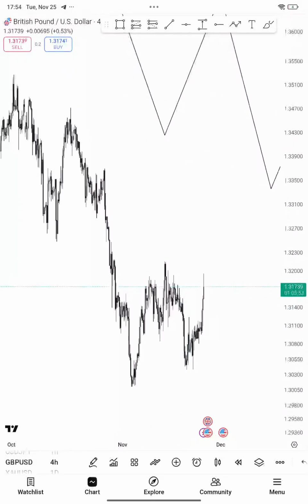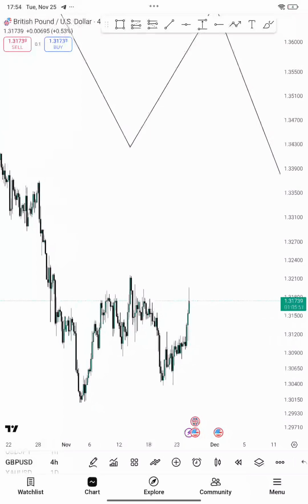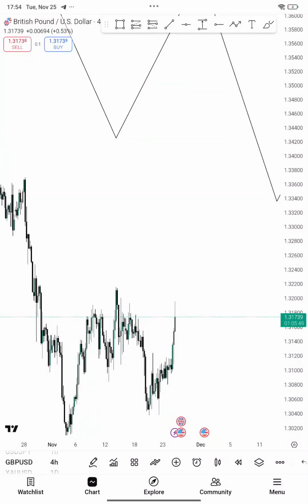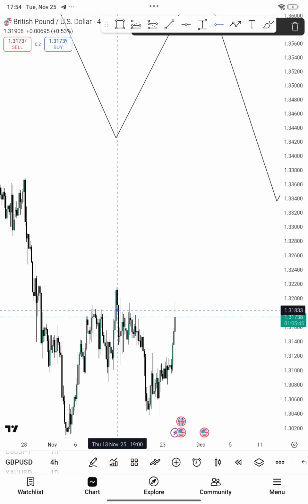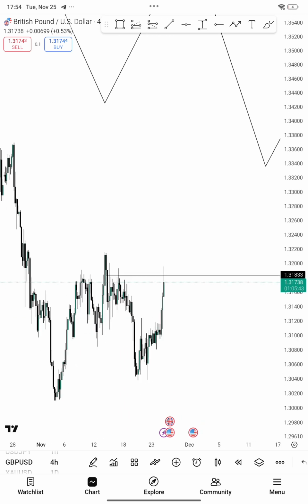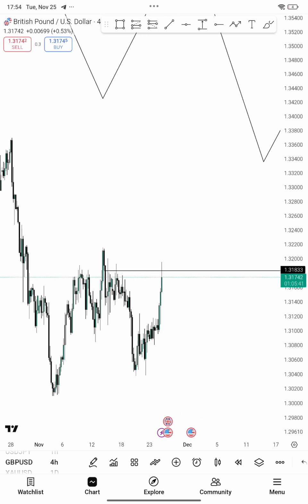So I look at what's currently happening. I can see GU currently reacting to this 4 hours order block. That's here, this 4 hours order block. So now that I've achieved this, the market's currently reacting to this 4 hours order block, I will check the 15 minutes and see what the trend on 15 minutes looks like. So let's go to the 15 minutes.